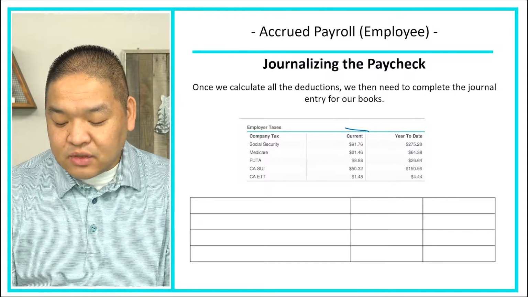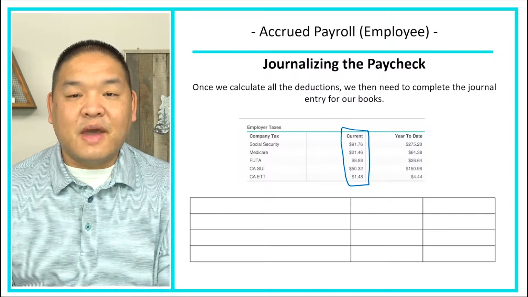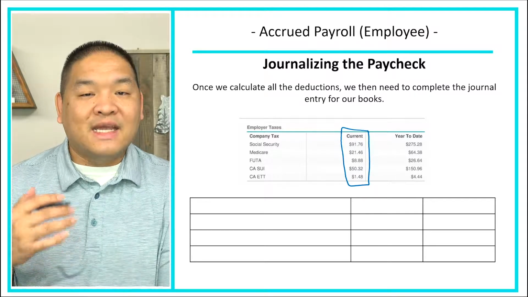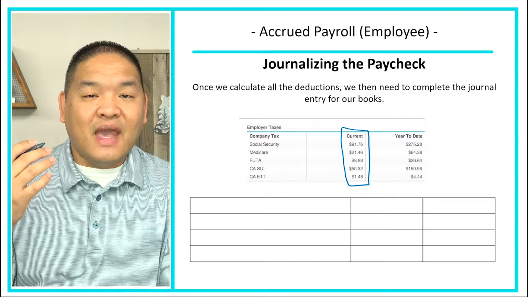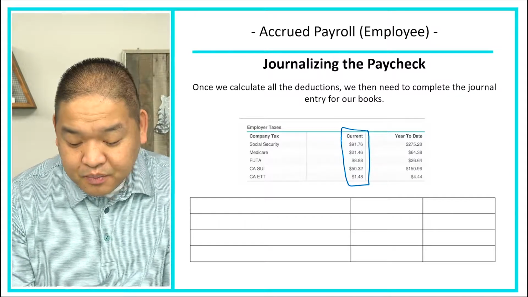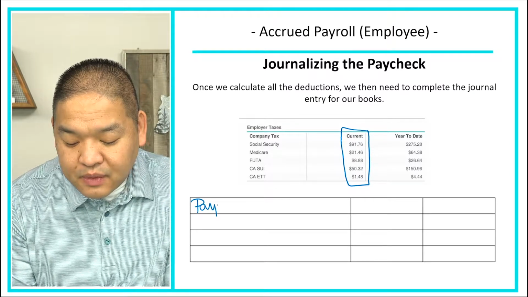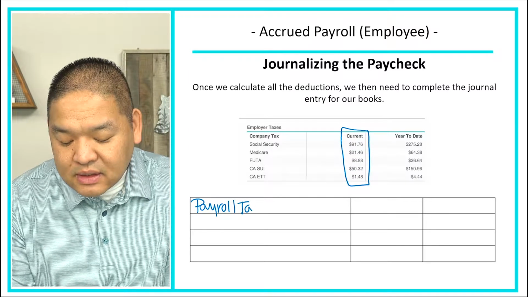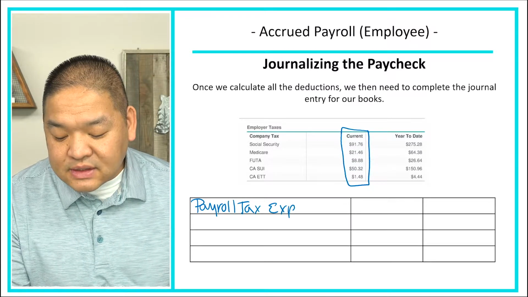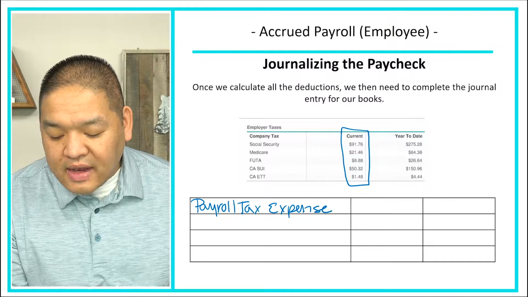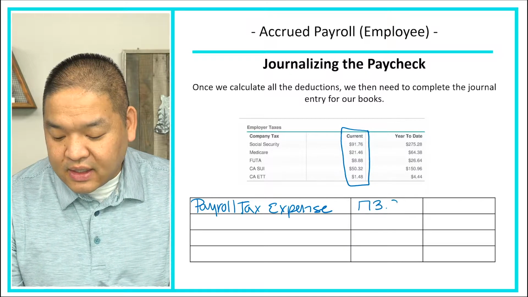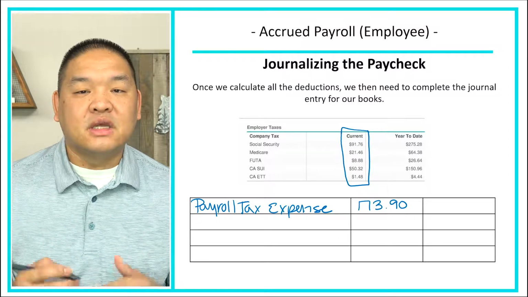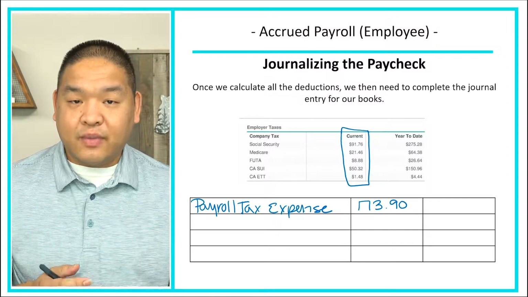So these right here represent the expense. And so what we're going to do is increase the expense by the total amount, and we're going to put that into a debit. So we're going to debit payroll tax expense. And if you were to add all of that up, you should get $173.90. Okay, so that's all the taxes that the employer is paying.